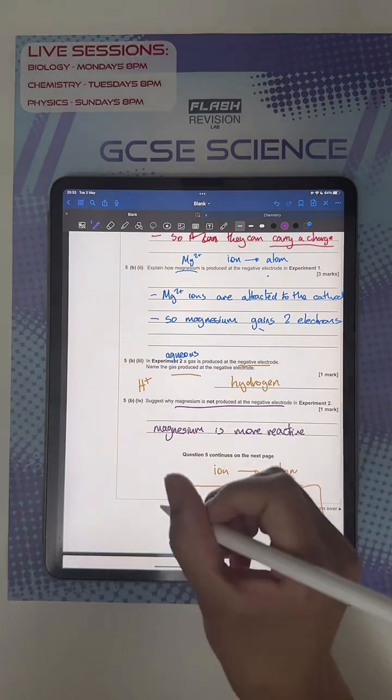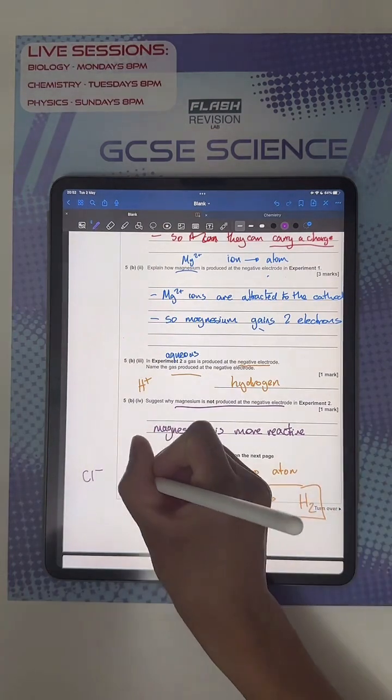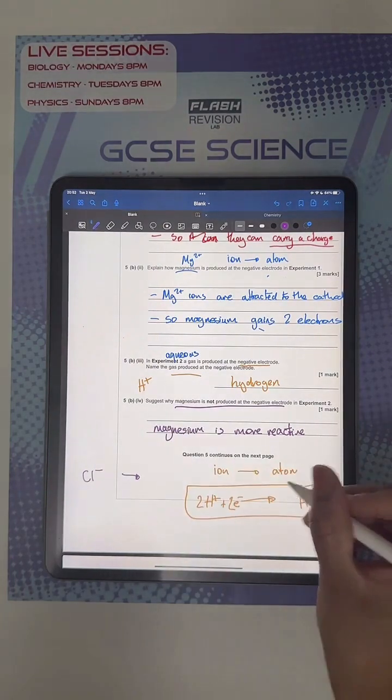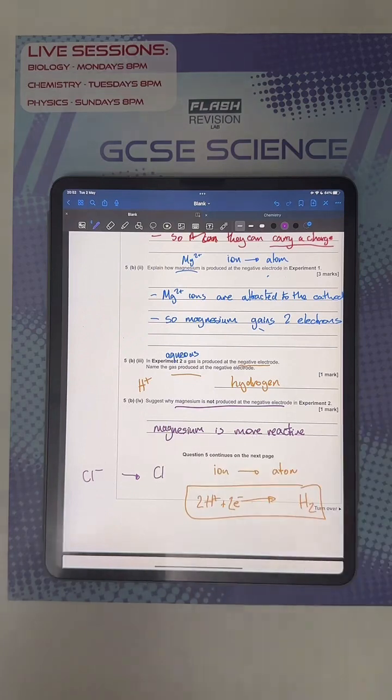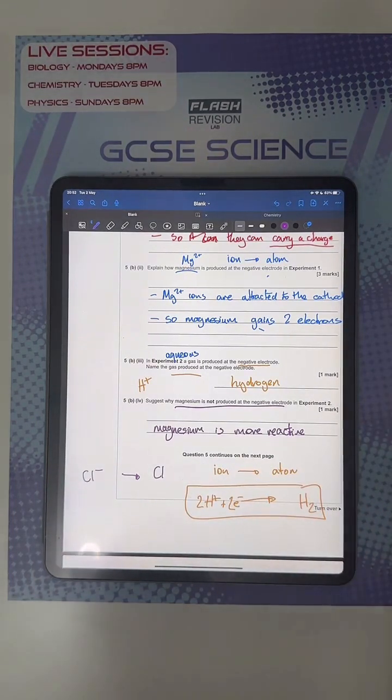So everyone watch this carefully. So ion on the left, Cl minus, arrow, atom on the right, Cl. Chlorine is diatomic. It was on the list of diatomic elements that I talked to you about because that was a halogen. It was a group 7 element. So we put a 2 here.